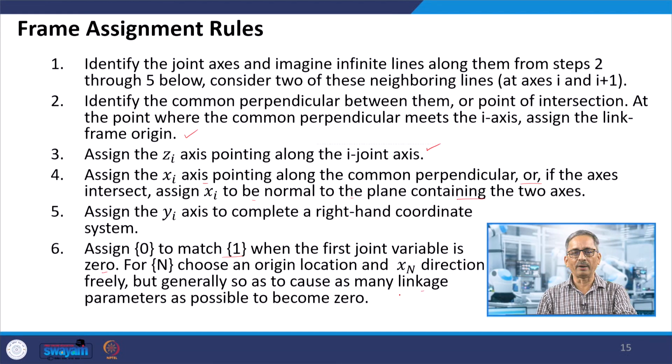So, that is how we select the x axis. The thumb rule is that all joint rotations are assumed along the z axis, the link lengths are assumed along the x axis, and the y axis is decided as per the right hand rule. So, that is the summary of this one.